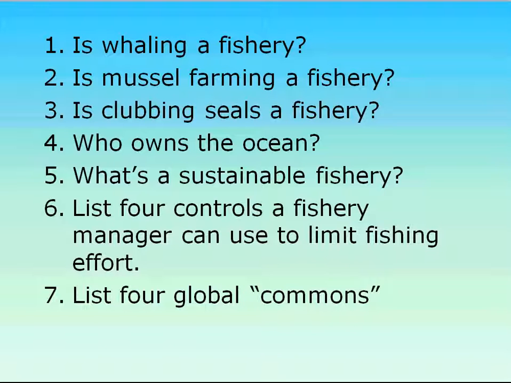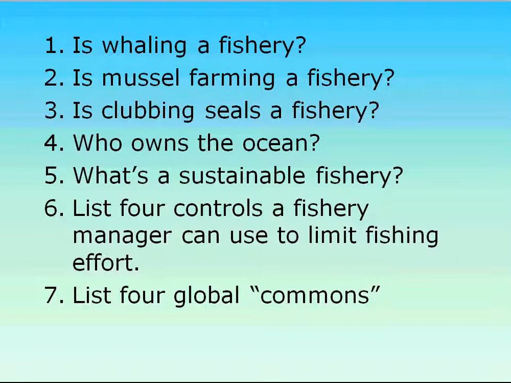Okay, assuming you've paused it, we'll go to the answers for the questions. Is whaling a fishery? Yes, it is. It's a wild-caught resource. It's extracting a wild-caught marine resource, so whaling is a fishery.